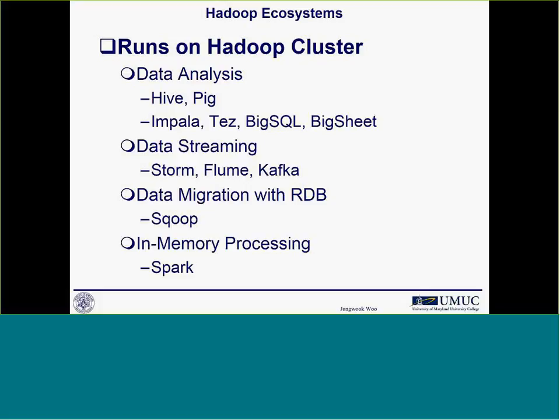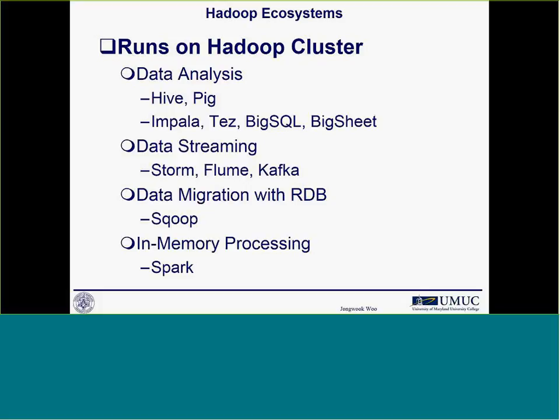But Hive and Pig are batch systems. So to make it an interactive system, Cloudera invented Impala, Hortonworks invented Tez, and IBM invented BigSQL and BigSheets. Those are based mostly on MPP, massively parallel processing systems. That is a traditional parallel system, but it provided interactive performance. Okay? So that's why you are working on the BigSQL project.